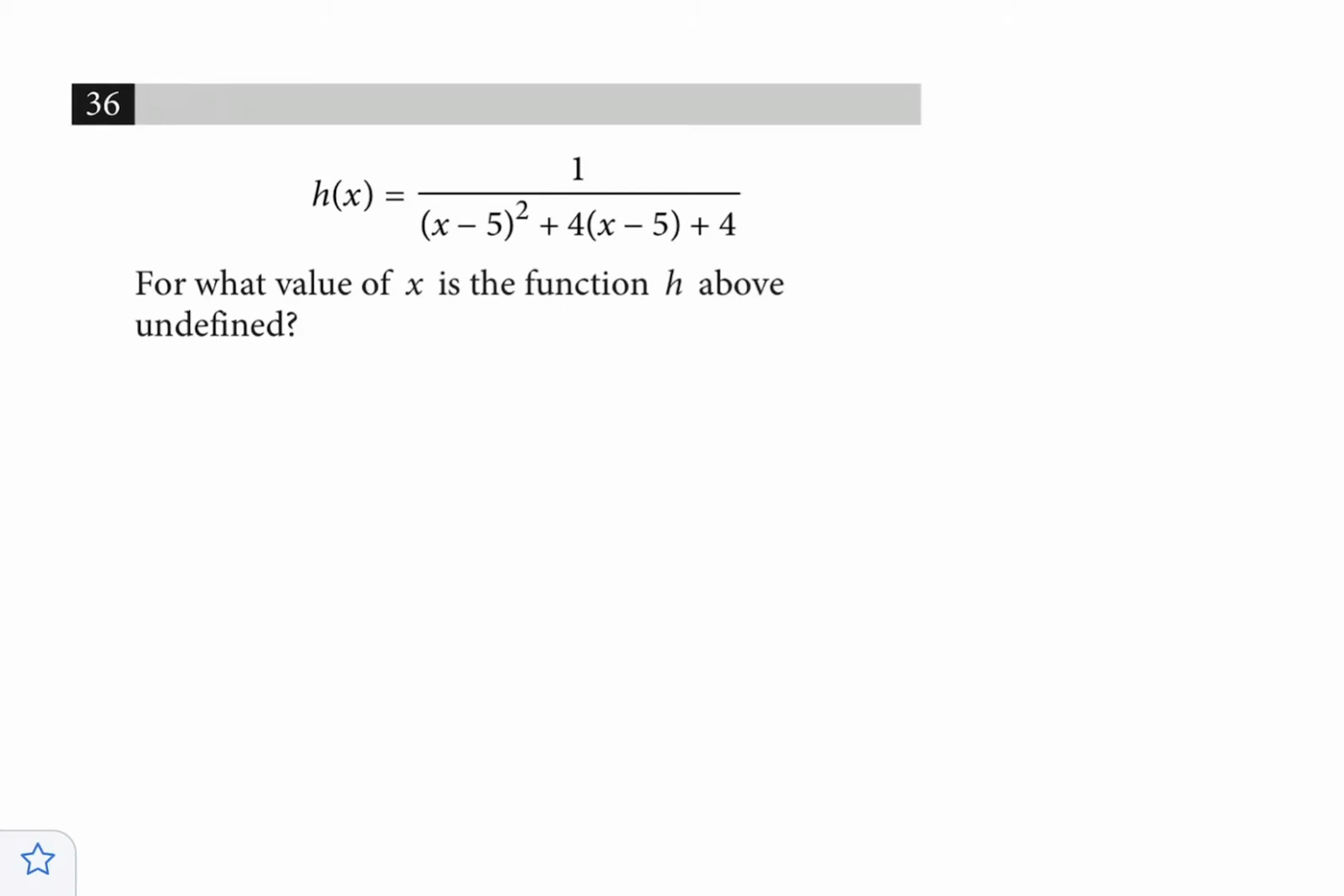In this example, we'll be looking at a problem that explores how to solve an undefined function on the SAT Math section. So specifically, I took question number 36 from the calculator section of official practice test number 1, and it says h of x is equal to 1 over (x minus 5) squared plus 4 times the quantity (x minus 5) plus 4. And it's asking us what is the value of x for where the function h is undefined. So if a function is undefined, what does that mean?